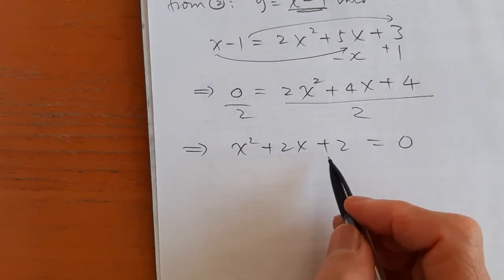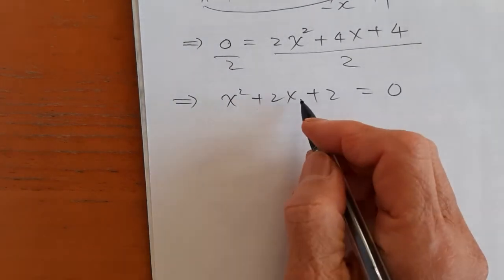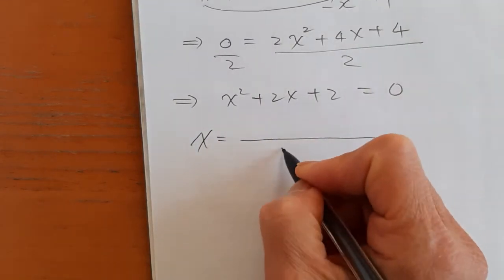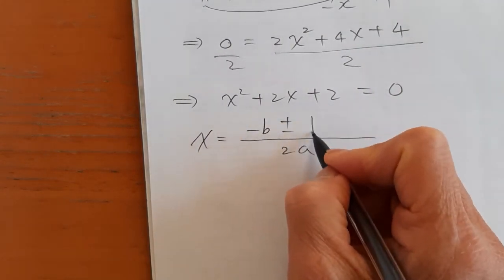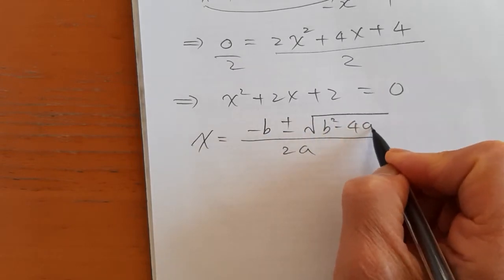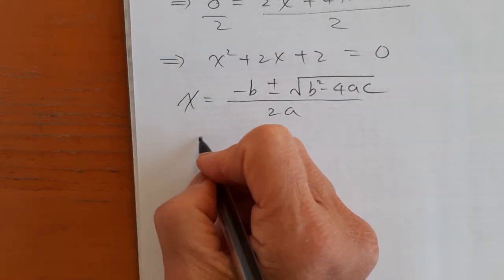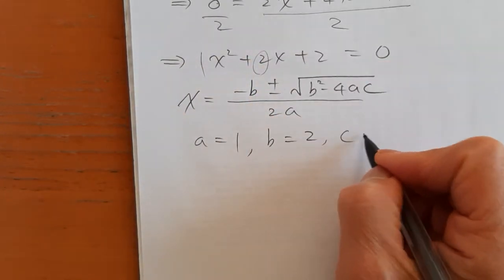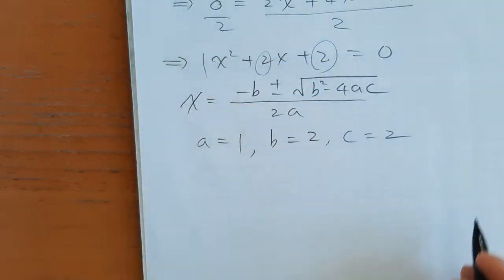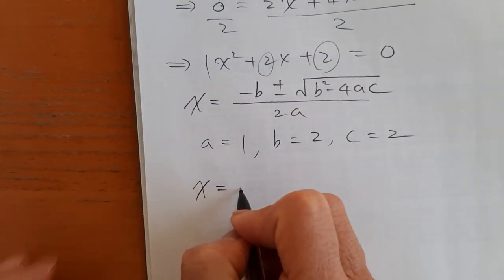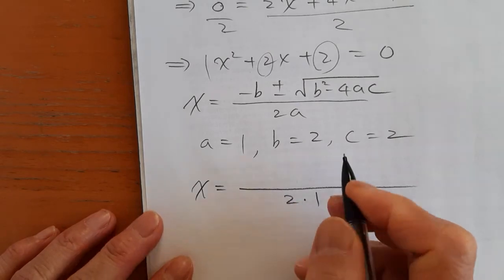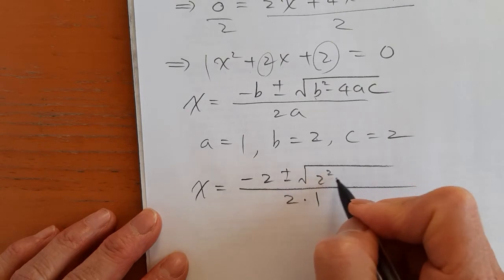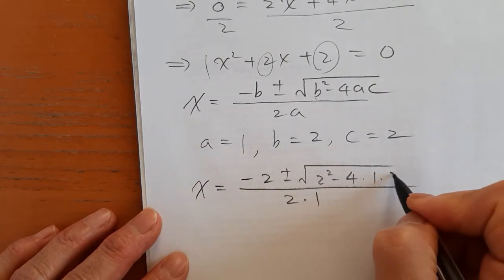And since you cannot factor it, you have to use the quadratic formula to solve it. The quadratic formula is x equals negative b plus or minus the square root of b squared minus 4ac, all over 2a. For this question, a equals 1, b equals 2, and c equals 2. Plug in a, b, c. So x equals negative b is negative 2, plus or minus the square root of 2 squared minus 4 times a is 1 times c is 2, over 2 times a is 1.